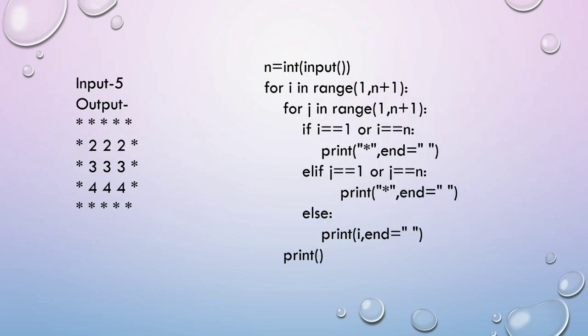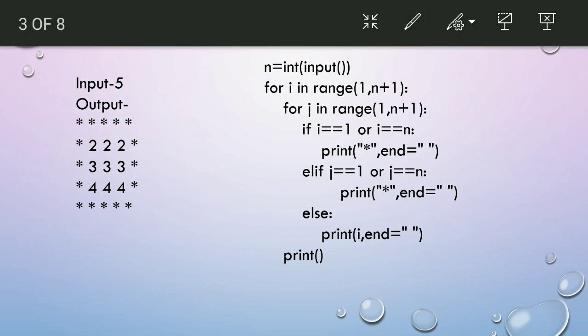Next question. In the next question, we are printing stars on all the sides. In the middle we have 2 2 2, 3 3 3, 4 4 4. As I explained earlier, if we want to print constant values like 2 2, 3 3, 4 4, then we must print the i value, that is, the outer loop. So for this one also we have taken n equal to 5. After this, the outer loop will run 5 times because there are 5 rows we need to print.